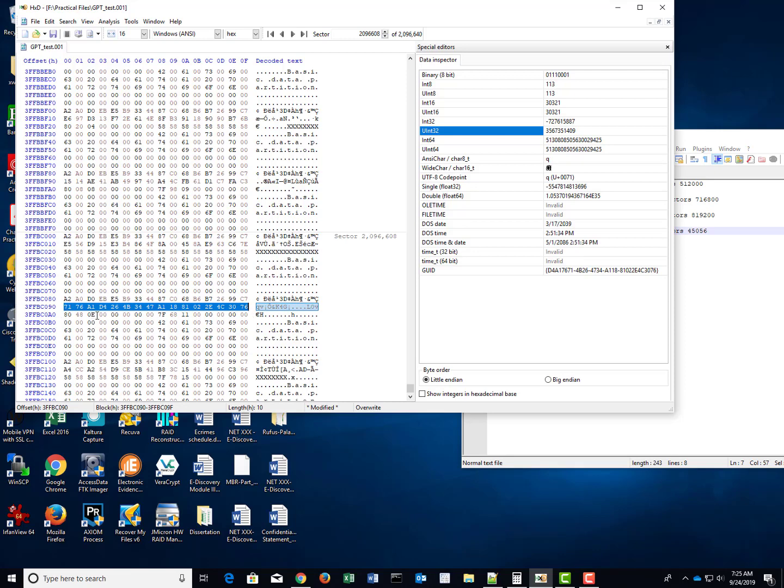So the proper notation would be D4 A1 7671, 4B26 4734, A1 18 8102 2E 4C 3076. And then you're just finishing out starting and ending sectors for the remaining partitions. Okay, and that's how we solve this problem.